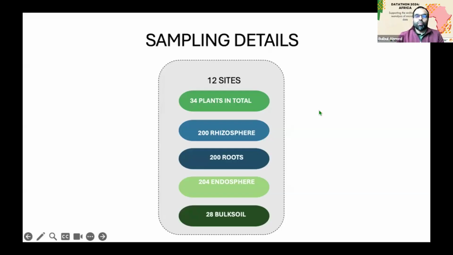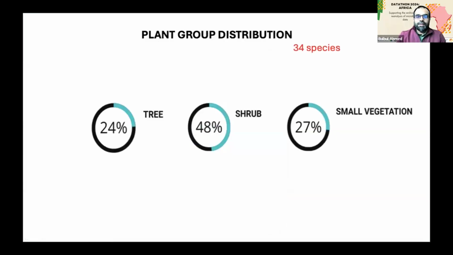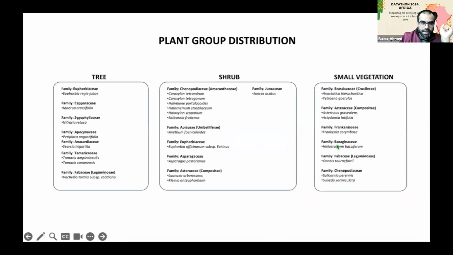So in total we sampled, I think, 600 something, but there are only a total of 34 different plant types. 200 each, these are the number of the samples for rhizosphere, root, and endosphere. We did 200 for each, and 28 for bulk sample. And then the total, as I said, 34 plant species types, and sorry, plant group distribution. So 24% were tree, 48% were shrub, and 27% were small vegetation.